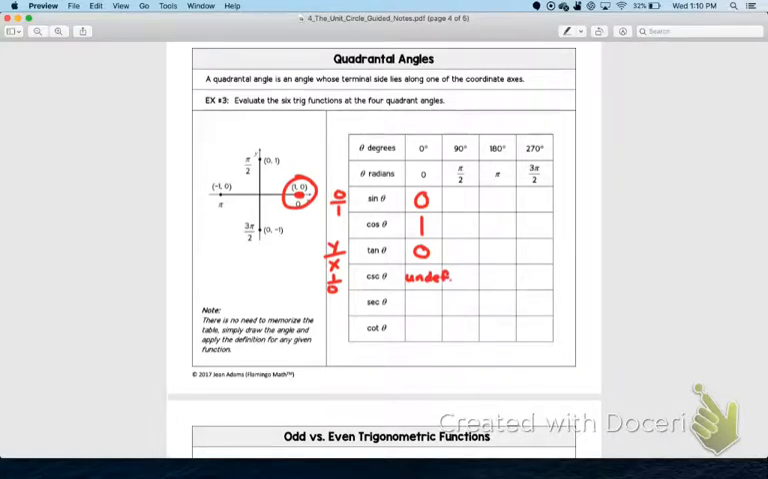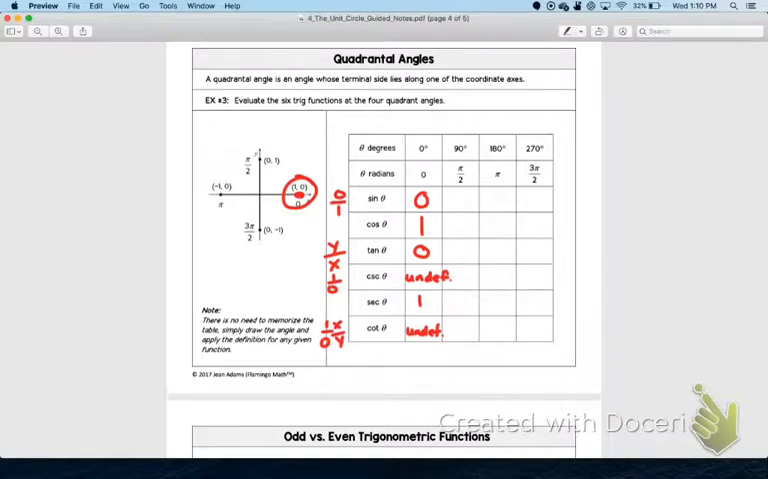Secant is the reciprocal of the cosine, right, and the reciprocal of 1 is 1. Cotangent is the reciprocal of tangent, so that would be x over y, which in this case would be 1 over 0, which is, again, undefined. You can't have 0 in the denominator.